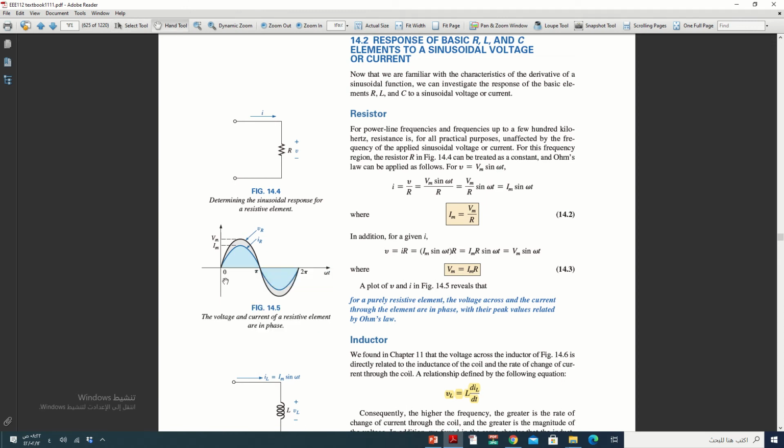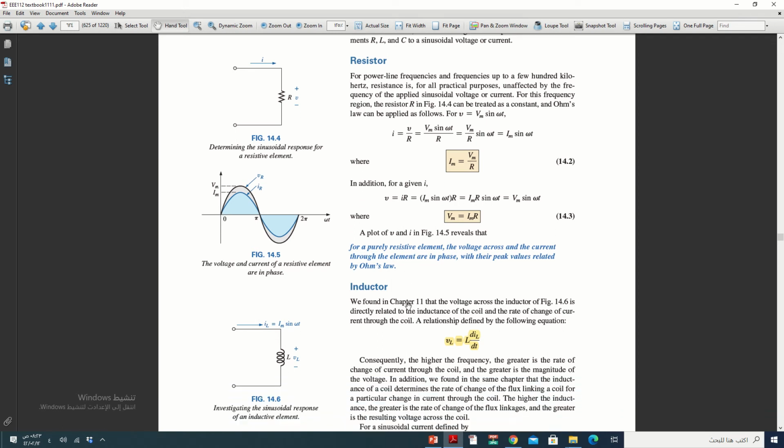But for example, if there is a shift of 20 or 30 degrees in the resistor, the voltage will start from minus 20, and the current will also start from minus 20. Some students consider in phase to mean starting from zero. No, this is not correct. In phase means they start from the same point.